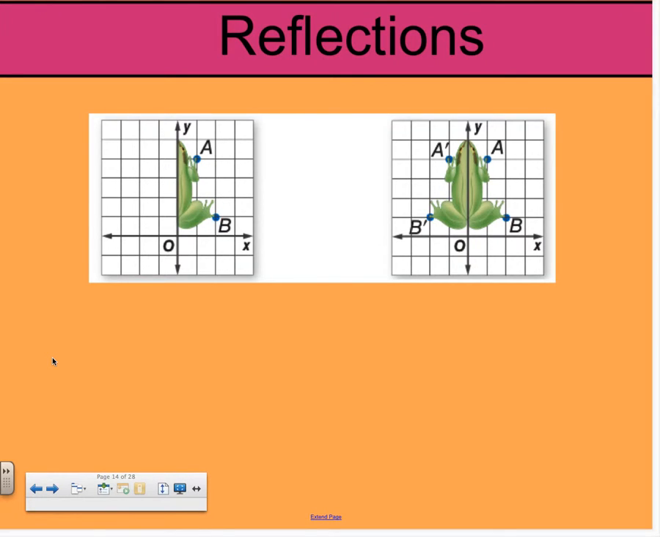In this example, we want to try to use the knowledge or the rules that we came up with in the previous two examples to try and plot the points without having to count over to the line of reflection.